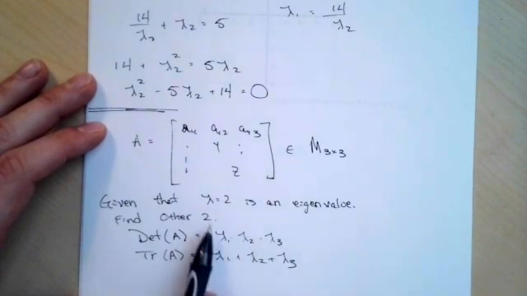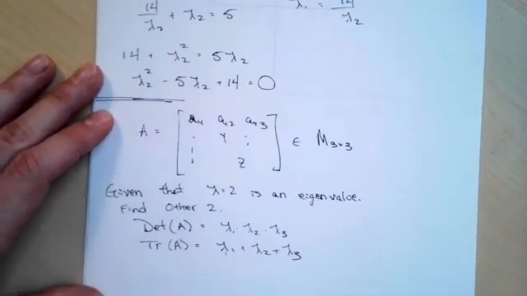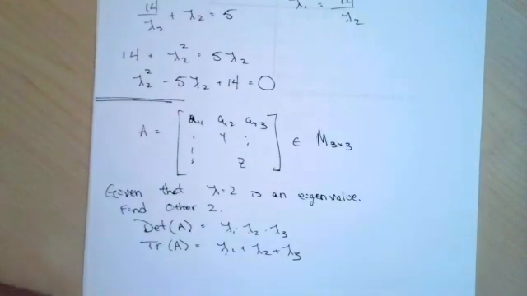And since we know that, let's say lambda 1 we know is 2, we can plug in 2's there, and then use the resulting equations for whatever we compute the determinant and trace to be to solve for the other eigenvalues. So it's another kind of quick shortcut that the trace and determinant calculations can give us in terms of eigenvalues.